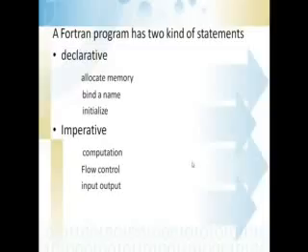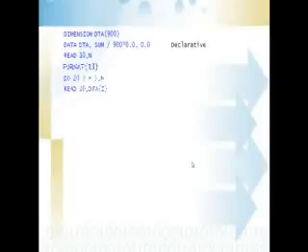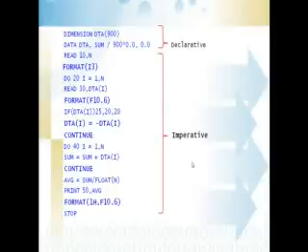Declarative statements control the computations, flow control, and input and outputs. This is an example code of a Fortran. You can clearly see the declarative and imperative statements. In declarative statements, they have initialized the variables. In imperative statements, there are control structures such as do loops and conditional statements like if, which are responsible for execution of the program.